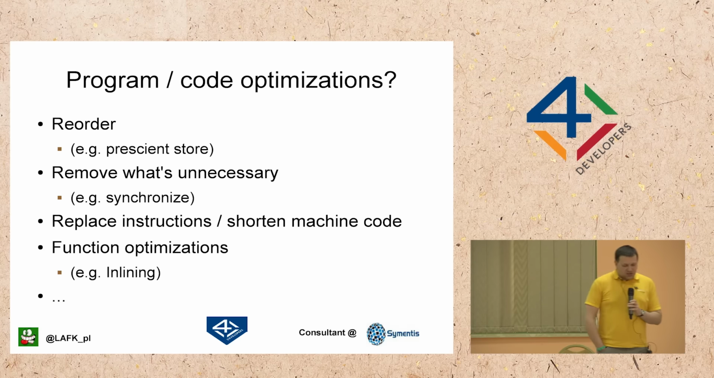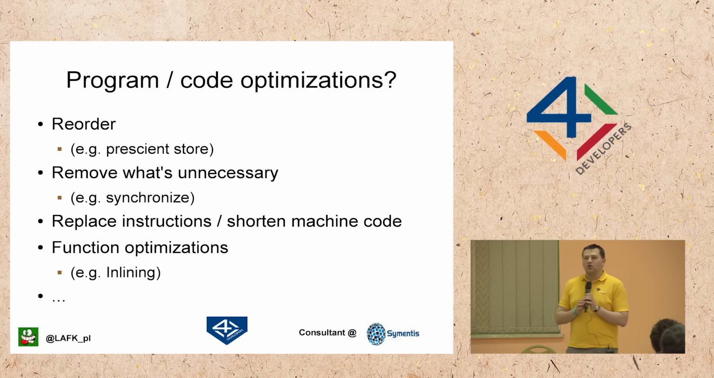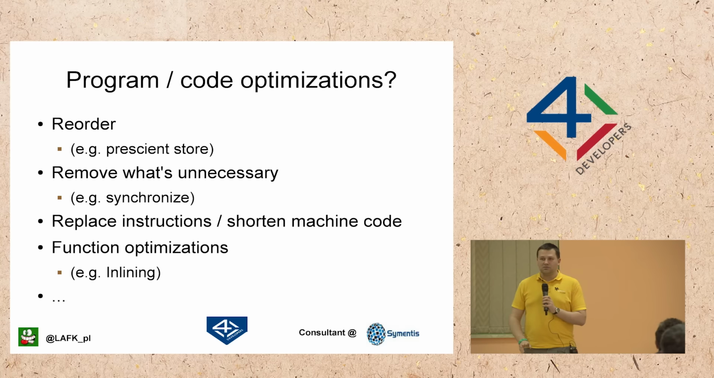We can replace instructions, we can shorten machine code, we can actually do something really cool like eliminating stores. Those are actually looking ahead and seeing, this variable will be later changed to this and that value. Why don't I skip it entirely and just store the final value already?